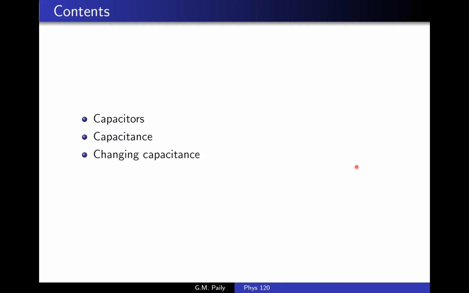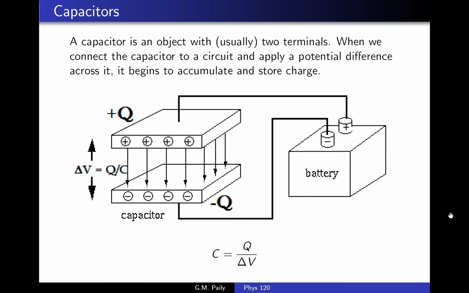For now, what is a capacitor? A capacitor is an object, usually two conductors, that you can connect to a circuit. When you apply a potential difference across a capacitor, it begins to accumulate and store charge. There you have it. It's a device that stores charge. This is useful because it not only stores charge, it stores energy. And when you want a lot of energy very suddenly, what you can do is discharge a capacitor.